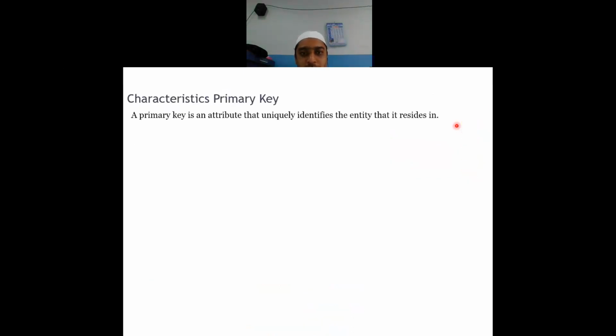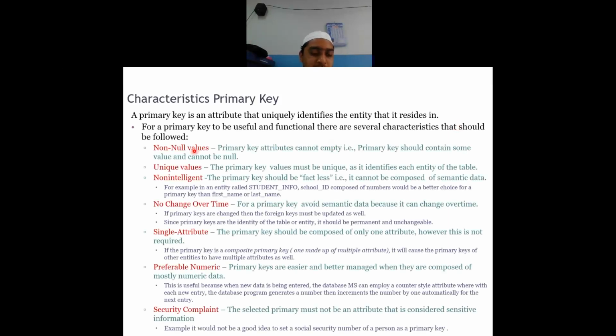So I was telling that out of all the combinations, we'll select one key as a primary key. It's based on these factors. What are those factors? What are those 7 factors? First criteria is that it should have non-null values. That means there cannot be any entry in that column which is blank.